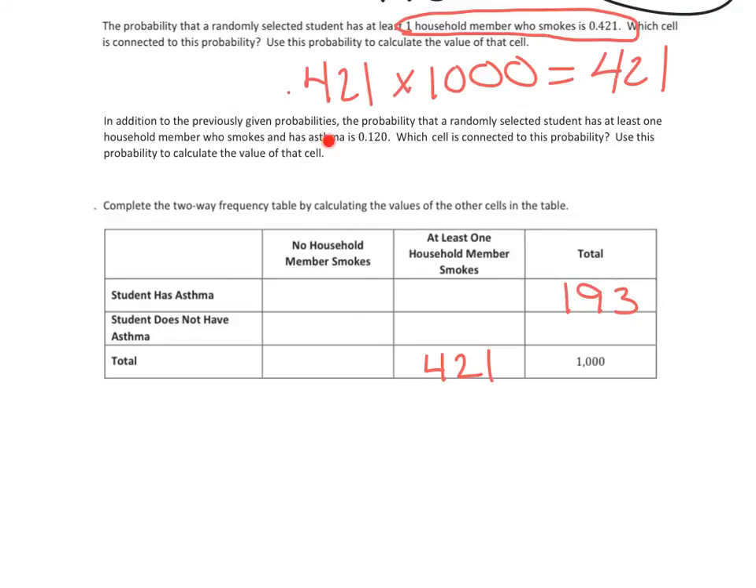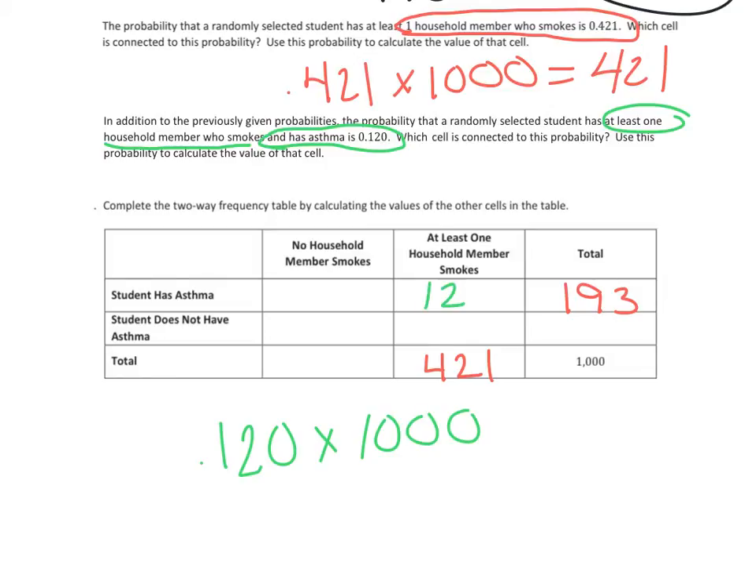This says, in addition to the previously given probabilities, a randomly selected student that has at least one household member who smokes and has asthma is 0.120. So which cell are they describing? You have asthma and a household member that smokes. If I meet at those two, I know that's 0.120 times my hypothetical 1,000, which gets me 120.